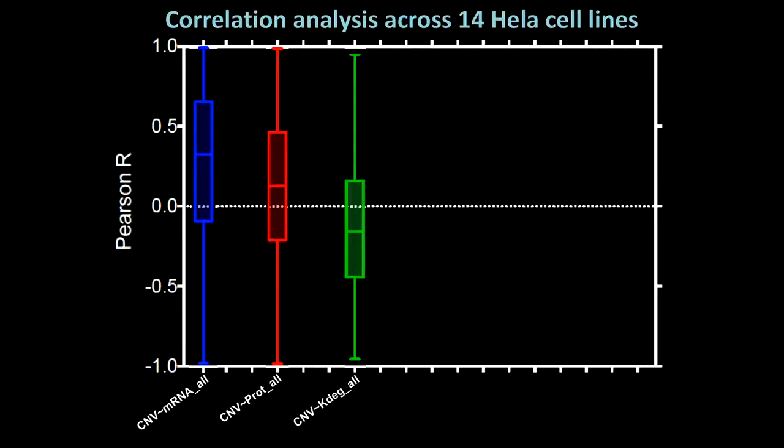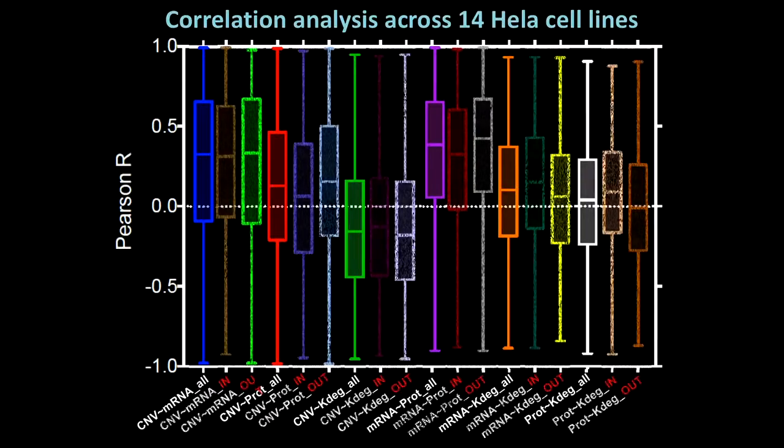We show now a correlation analysis across these 14 cell lines, and we do various comparisons. Here, this is copy number variation to mRNA levels, and we see that it correlates reasonably strongly. If there are more copy numbers, then there is more RNA. This is the same for proteins. It's not as strong, but it's a positive correlation. And this is for degradation rates. It's a negative correlation. So this is simply the starting numbers.